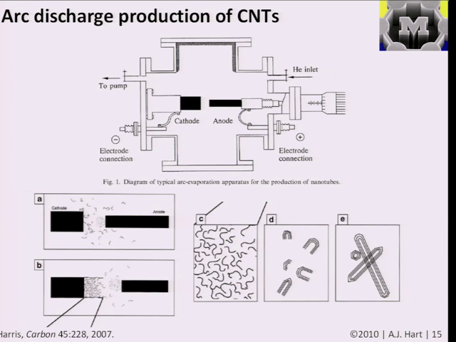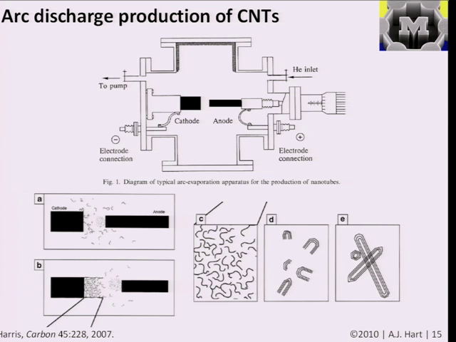And a couple other examples of bulk top-down processes are methods that were initially used to fabricate carbon nanotubes, or to grow carbon nanotubes. This is also what's been used to make a lot of other types of nanostructures. And one of these examples is what's called arc discharge.